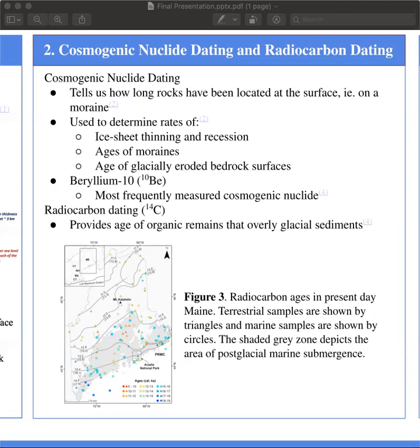We can also indirectly date glacial sediments by looking at the organic materials above and below glacial sediments. Radiocarbon dating provides the age of organic remains that overlie glacial sediments.